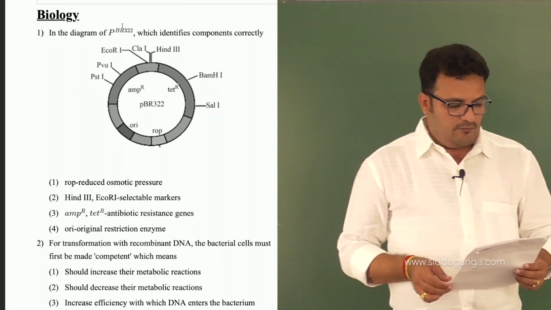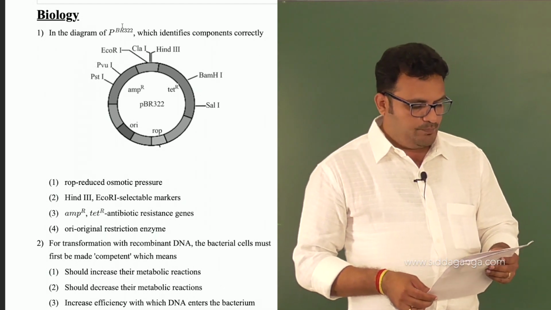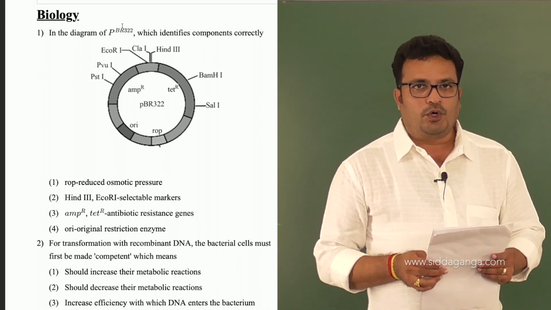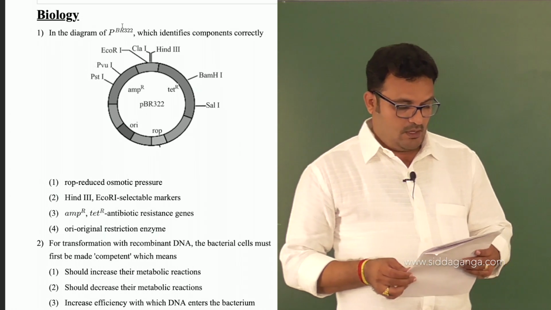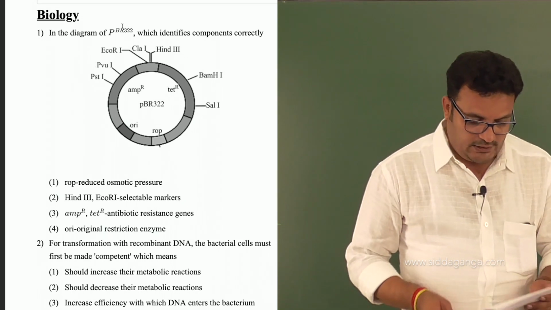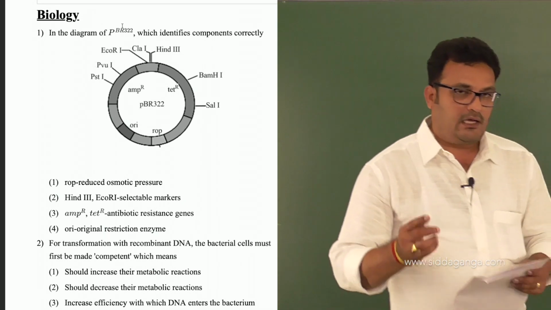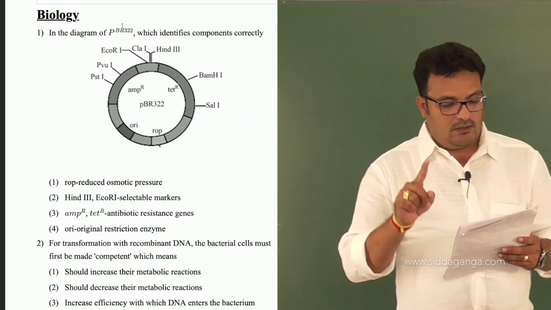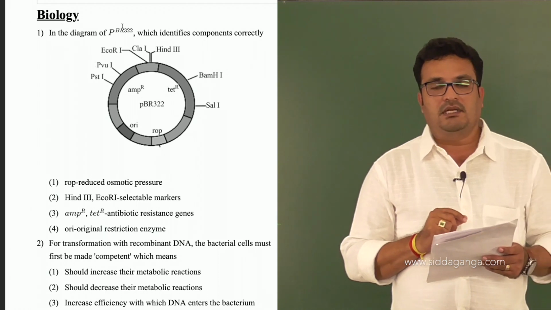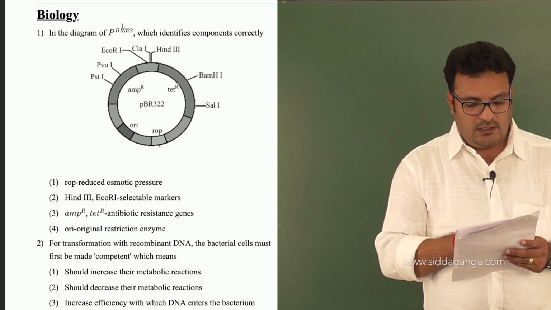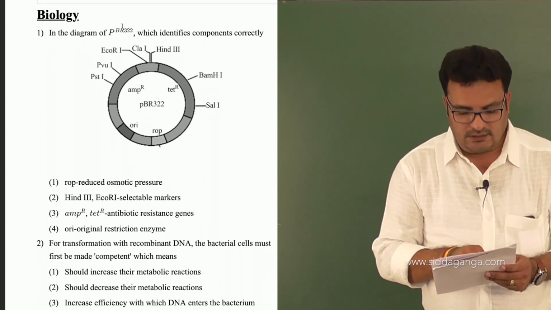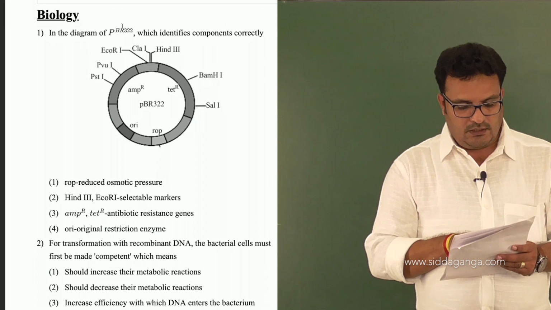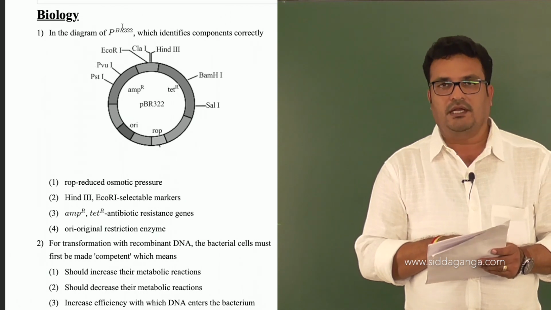In the diagram of pBR322, that is the plasmid of Bolivar and Rodriguez, strain number 322, which identifies components correctly? The diagram is given, so just go through the diagram. AmpR is the ampicillin resistance gene, and TetR is the tetracycline resistance gene. In the options they have given that they are antibiotic resistance genes. That is the right answer.